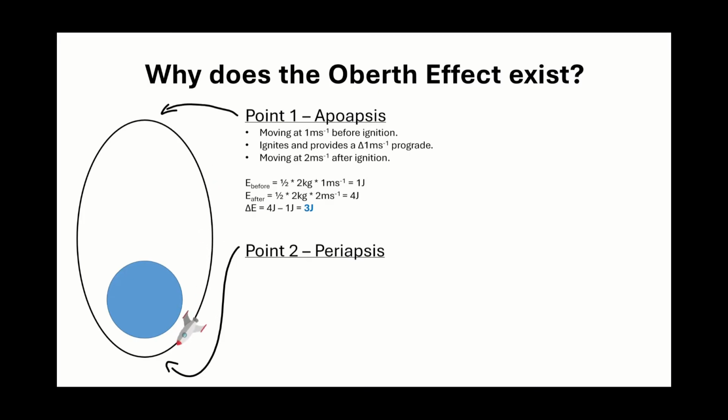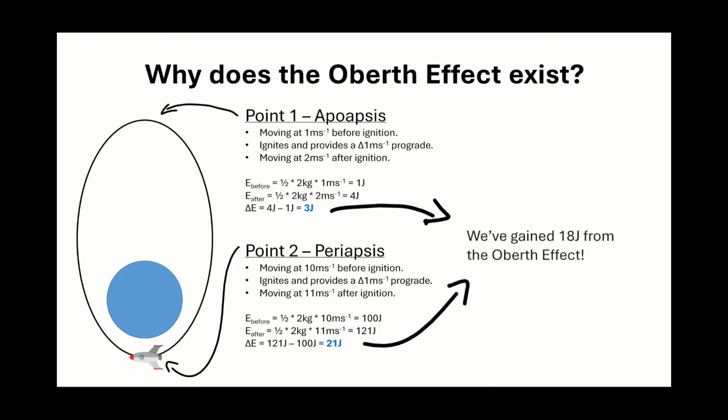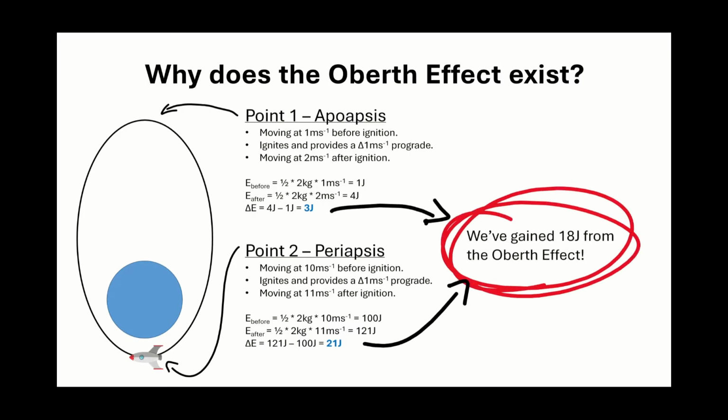Now, let's have a second point at periapsis. From the second rule, we say this is moving faster. So we can say it's moving at 10 meters per second before ignition. It still provides a change of velocity of 1 meter per second, so now it's moving at 11. Like before, we work out the energy before and the energy after. Now, calculating the change of energy here, we have 21 joules, and this is an 18 joule difference from apoapsis and periapsis. So we gain 18 joules from the Oberth effect.